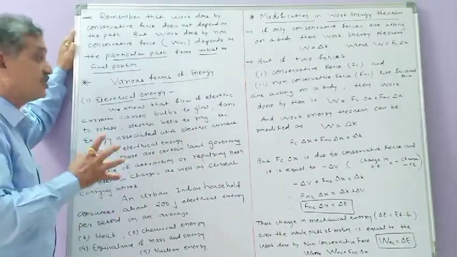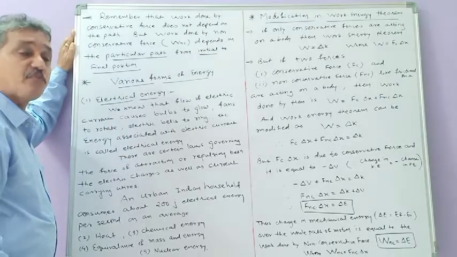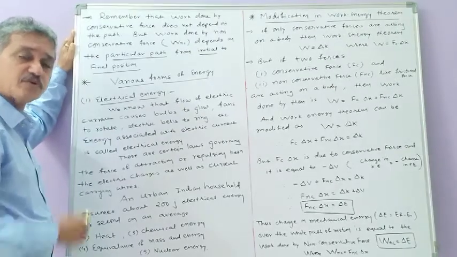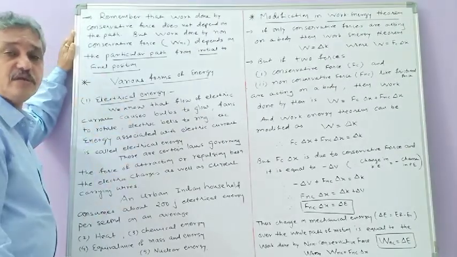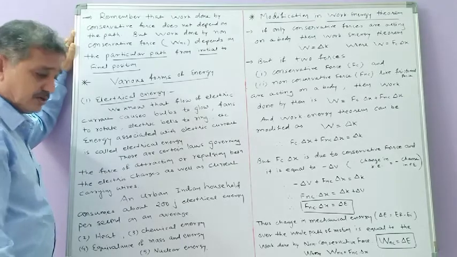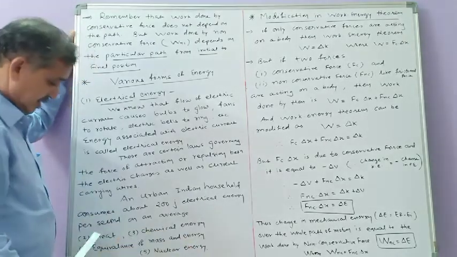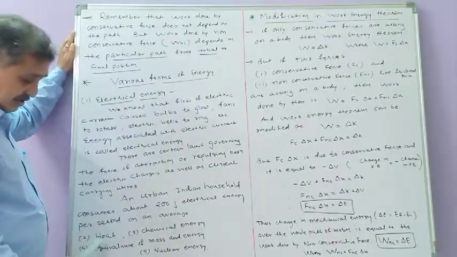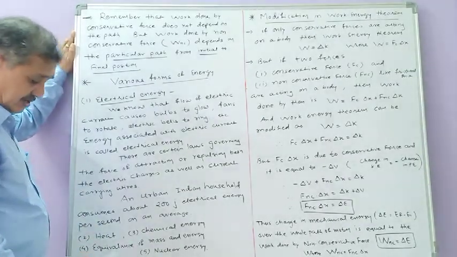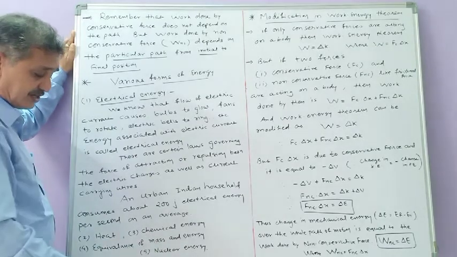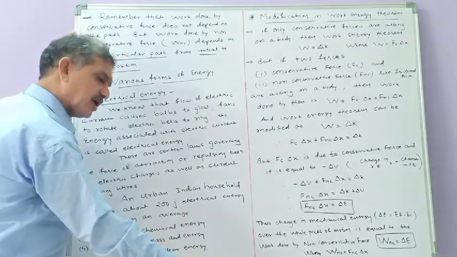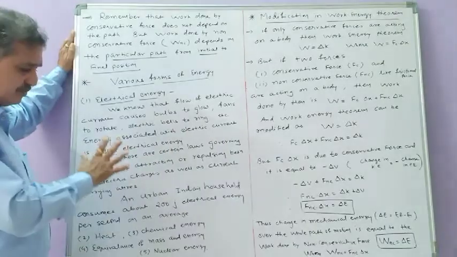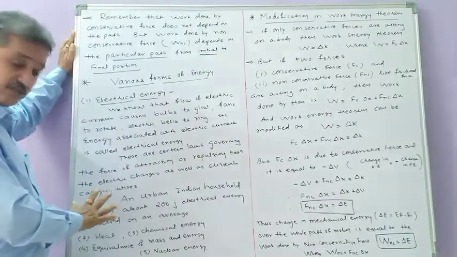It is the various forms of energy, different forms of energy. In physics you will study that there are a lot of kinds of energy. Which different kinds of energies are there? As I have written here, the first one you can say is electrical energy, then heat energy, chemical energy, equivalence of mass and energy, nuclear energy. There are a lot of energies there. But here in physics we have to study these five different kinds of energies.